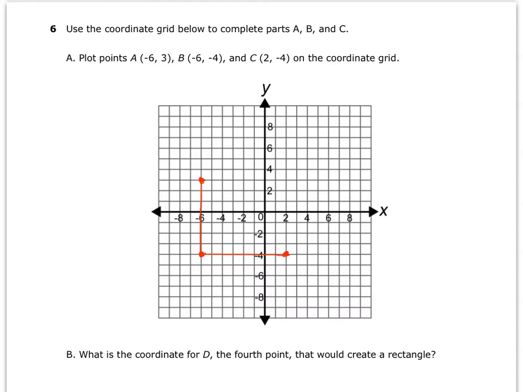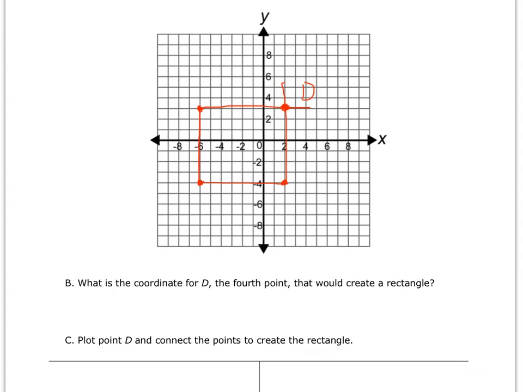Next thing it wants to know is what is the coordinate D, the 4th point that would create a rectangle. All right. So we've got 2 sides of our rectangle drawn. All we've got to do now is figure out where our next point would go. Well, you guys are pretty smart at this. If I go straight up and straight across, this is my new point. This is D. So what's the coordinates for D? 2, 3. It is 2 and 3. We went right 2, up 3.